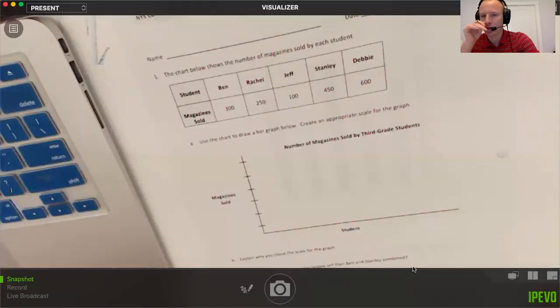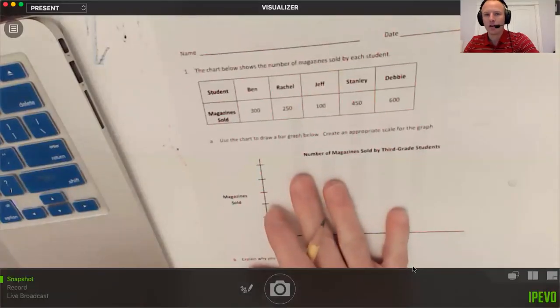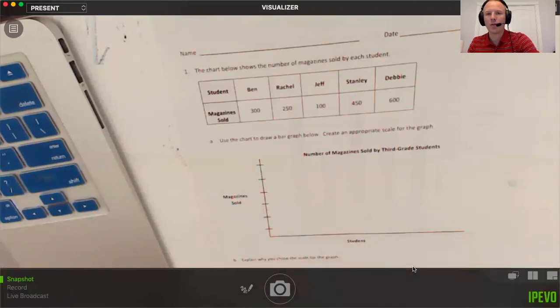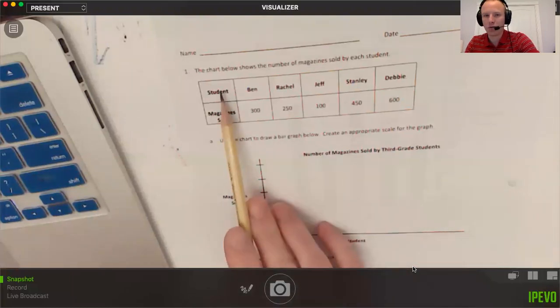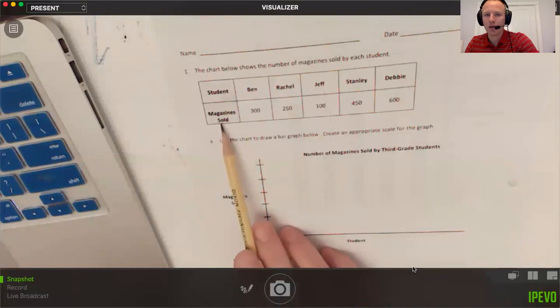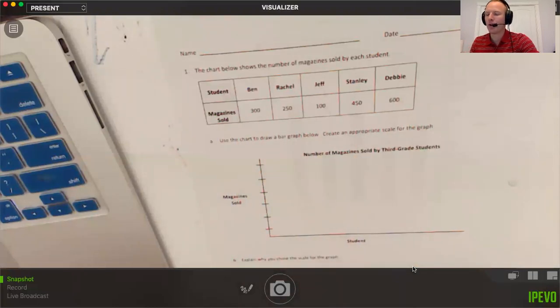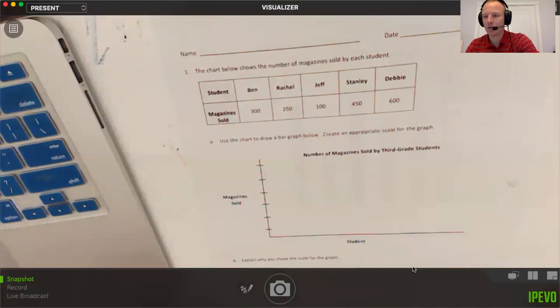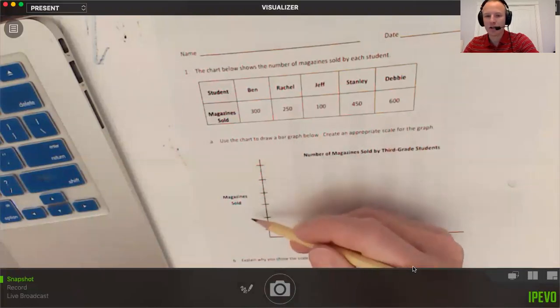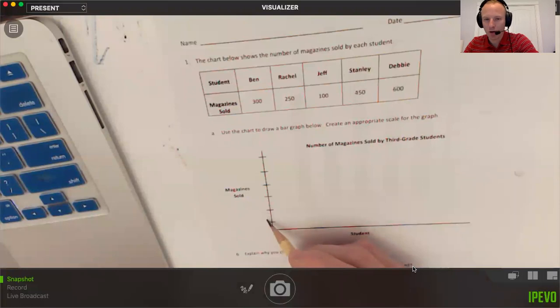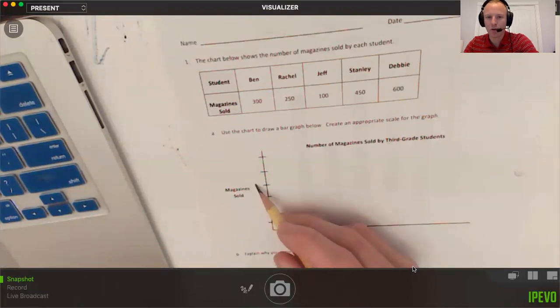So we get to it right away on this first problem here. It says this chart below shows the number of magazines sold by each student. So we have the student's name on the top, and then we have the number of magazines each one sold. Up until this point, we've been working with relatively low numbers in all of our graphs, 2, 8, 10, small numbers. But now you can see that we have numbers that are up in the hundreds.